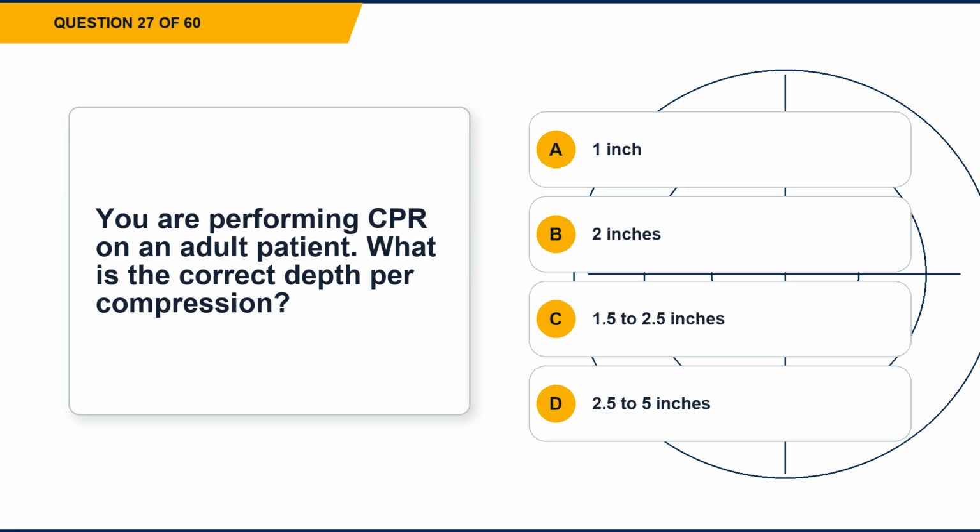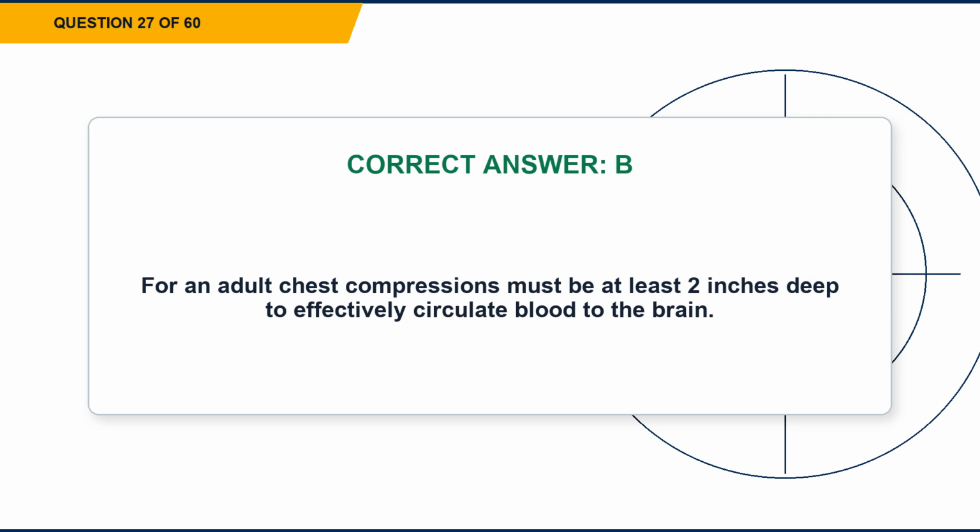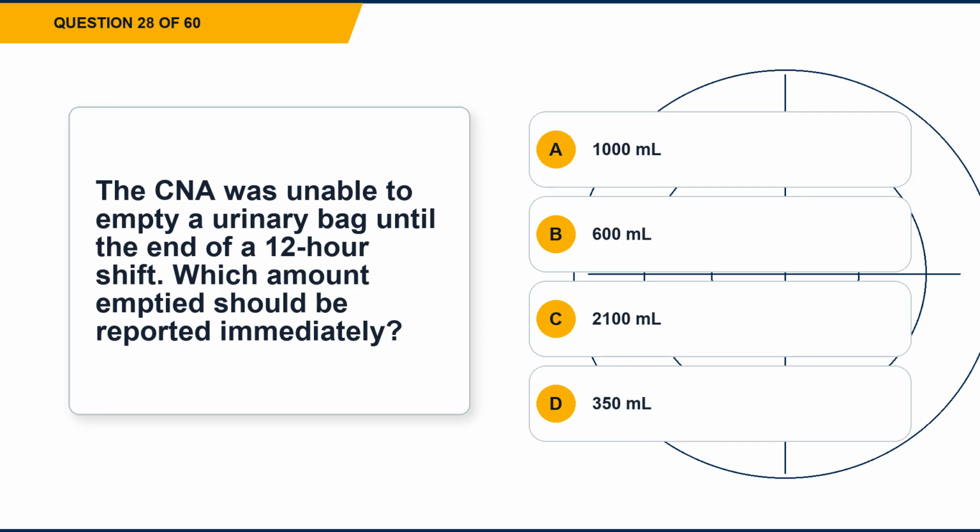Question 27. You are performing CPR on an adult patient. What is the correct depth per compression? Option A. 1 inch. Option B. 2 inches. Option C. 1.5 to 2.5 inches. Option D. 2.5 to 5 inches. The correct answer is option B. 2 inches. Explanation. For an adult, chest compressions must be at least 2 inches deep to effectively circulate blood to the brain.